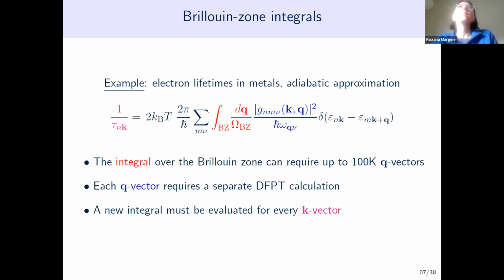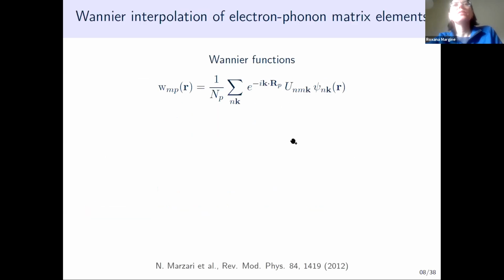So basically what it really means is that you need to be able to compute electron-phonon matrix elements for very dense k and q meshes. And the way that has become established to do these calculations efficiently and accurately is to use the Wannier functions.